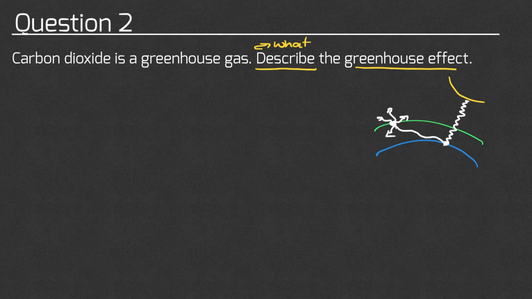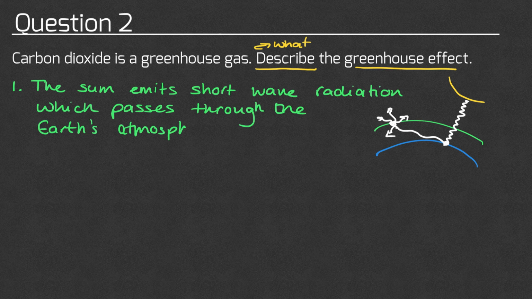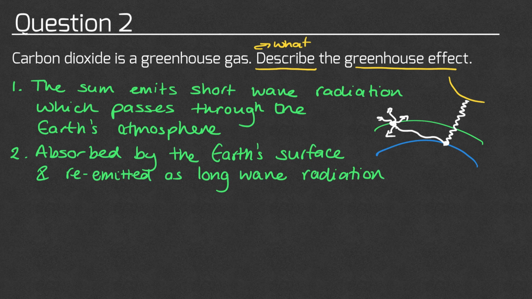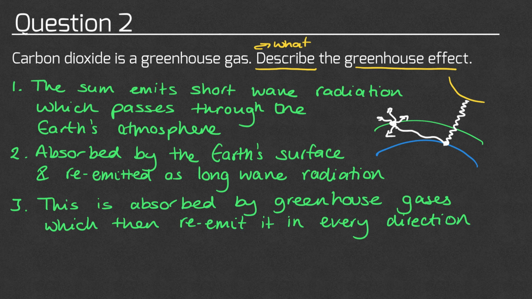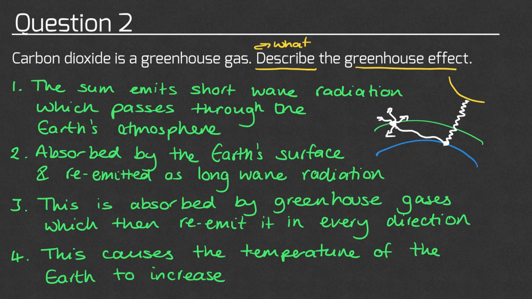We'll now put that process into 4 sentences. The first part of that process is the sun emits shortwave radiation, which passes through the Earth's atmosphere. This is then absorbed by the Earth's surface and re-emitted as long-wave radiation. This is then absorbed by the greenhouse gases, which then re-emit it in every direction. And this then causes the temperature of the Earth to increase.